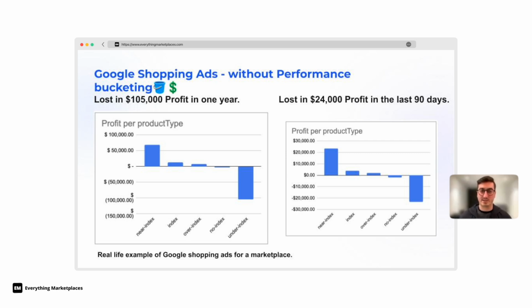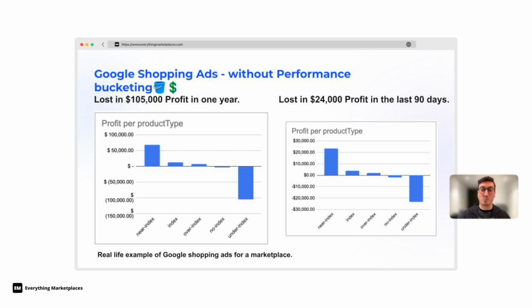This one is an example. Under index means low ROAS, for example, 0, 1 ROAS, and they were losing more than 100 grand in profit. So this one is not revenue, GMV. This one is profit, accounting for the take rate. And this is for the last 90 days, there was like 24%.